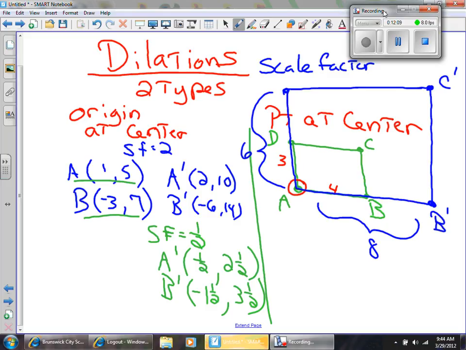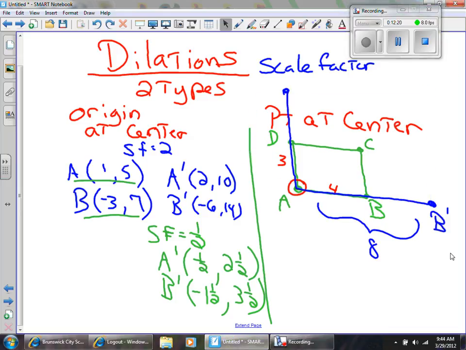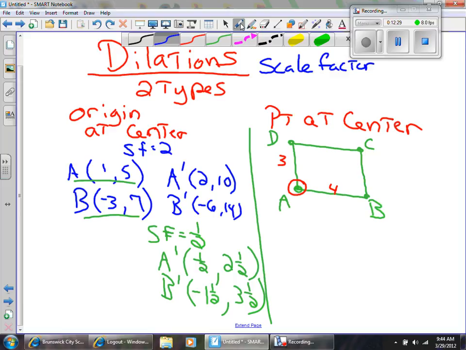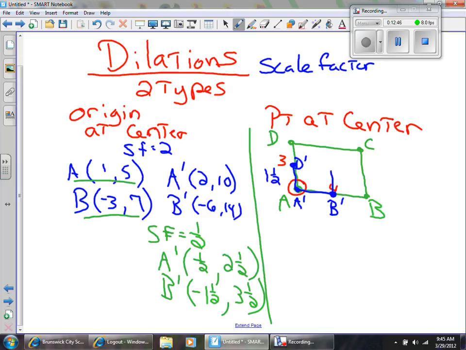Now, if the scale factor is 1/2, well, let me get rid of all these blue ones, get them out of my way here. The scale factor is 1/2. Well, I'm going to do the same thing. A is still circled, it's not going to move. Now the distance from A to B was 4, so the distance from A prime to B prime is going to be half that, divided by 2, right? Okay, and this is 3, so it's going to have to be 1.5, and that'll be D prime, and then I just take them up, and C prime will end up being there.